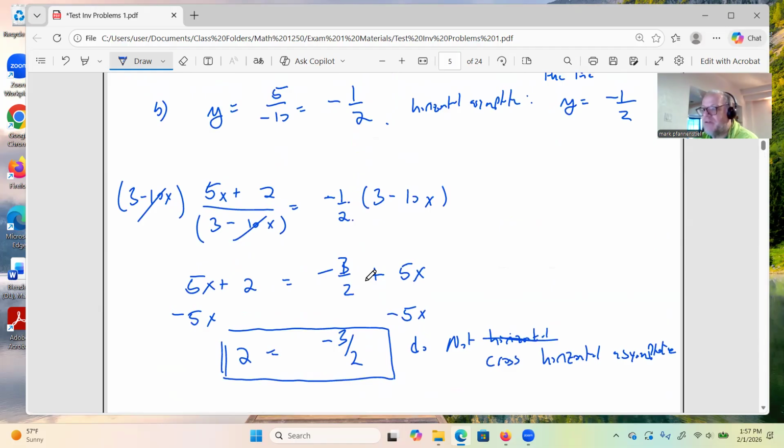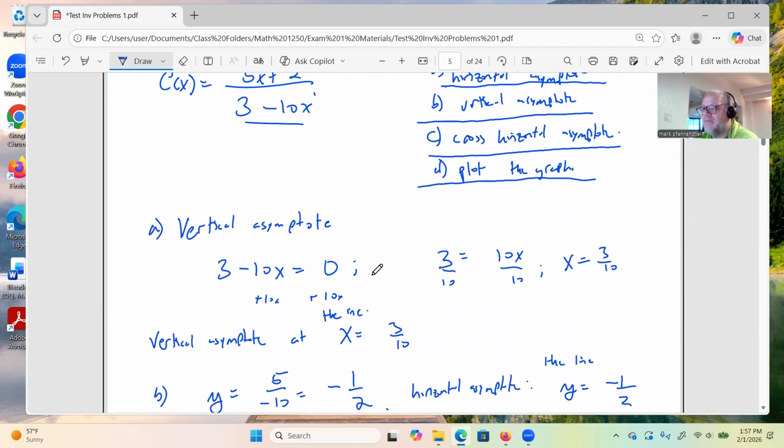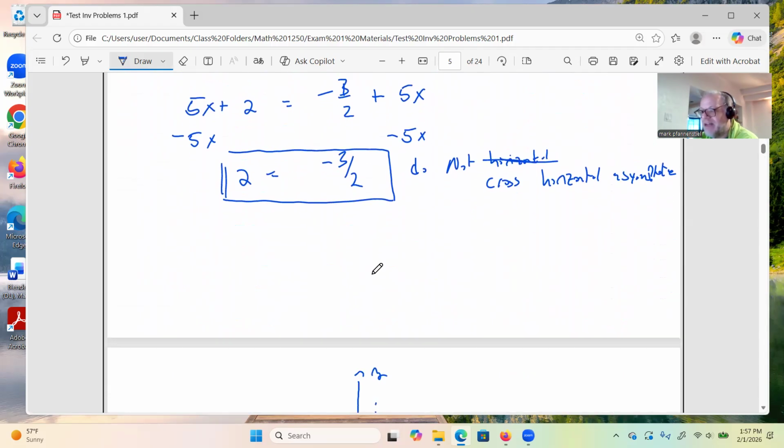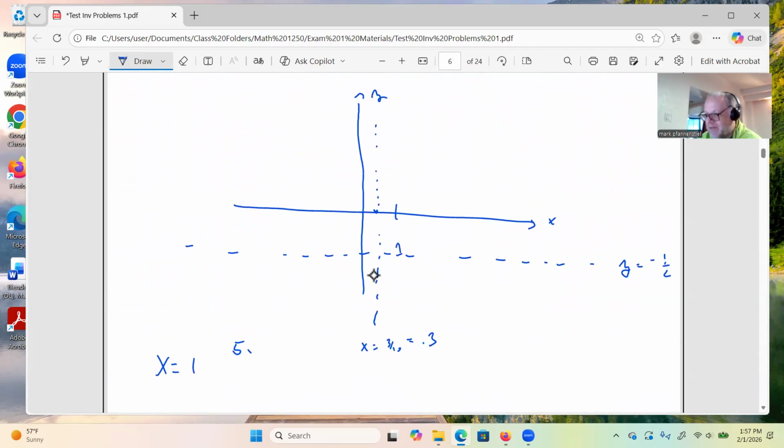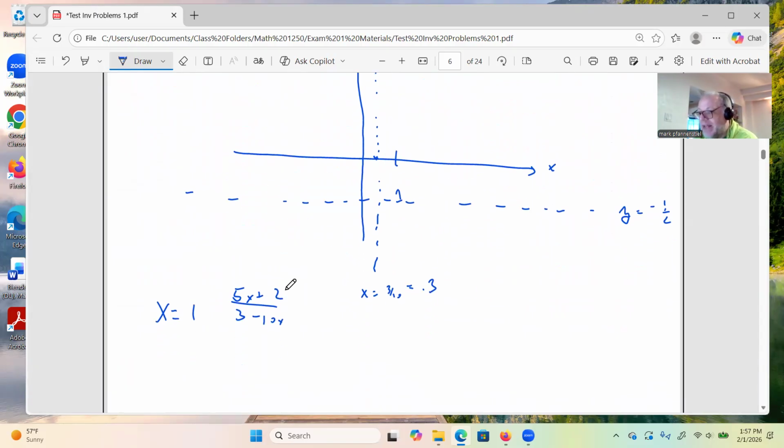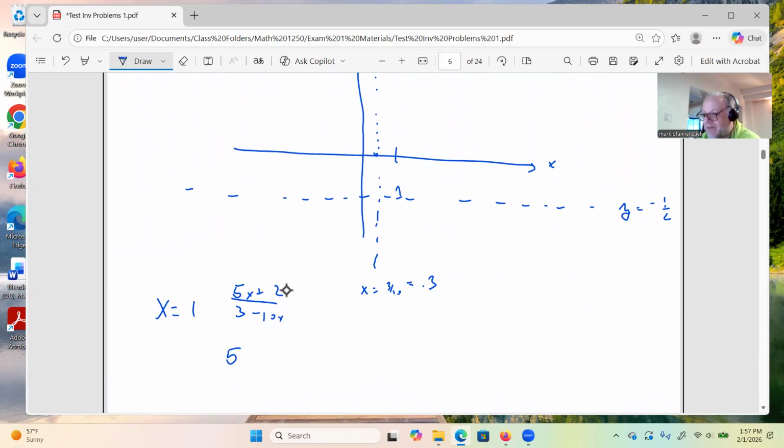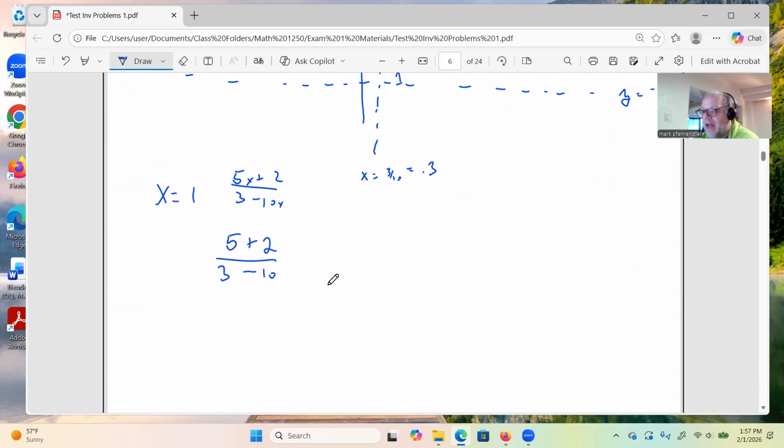We have (5x plus 2) divided by (3 minus 10x). Let's go ahead and plug in 1 and we'll see what we get. So we have 5 times 1, which is 5, plus 2 over 3 minus 10 times 1, which is 10. So we're going to have 5 plus 2, which is 7. 3 minus 10 is negative 7, and that looks like negative 1. So we can keep a little note here: when x equals 1, y equals negative 1.